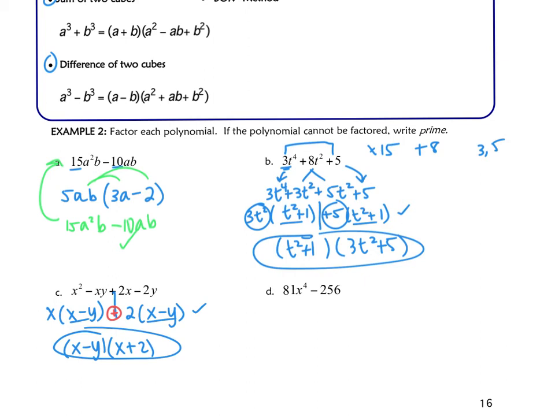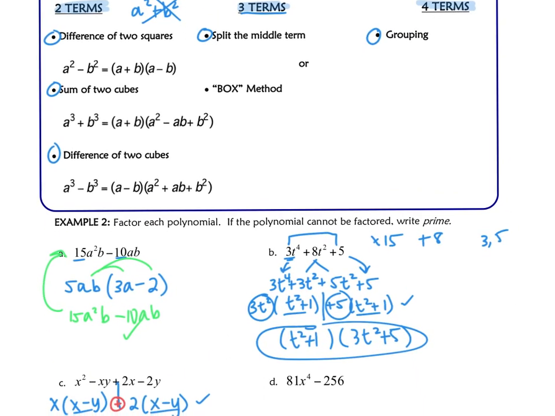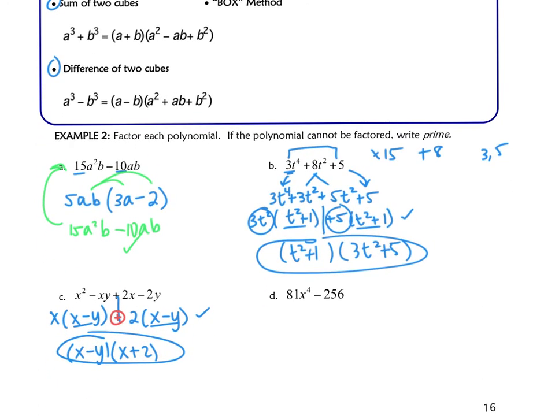Last problem is D. I want to do D with you. This is 2 terms. So, based on the table above, we must have squares or cubes. X to the 4th is obviously not a cube. Can we write it in terms of a square?